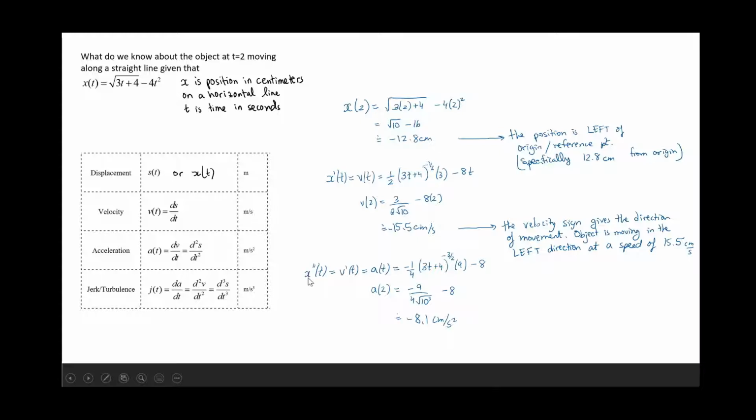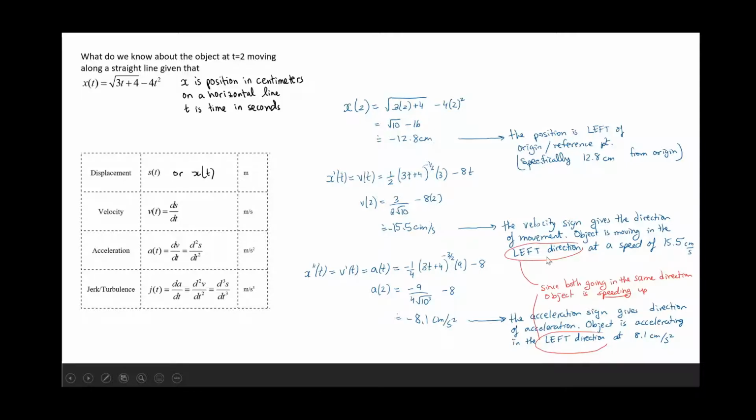Now we can do the second derivative of the position graph or equation, or we can do the first derivative of the velocity to get the acceleration. Then we plug in 2 and we get this value. And the meaning of this value is the following. The acceleration sign, the negative, gives the direction of the acceleration. So the object is accelerating left, in the left direction at 8.1 centimeters per second squared.